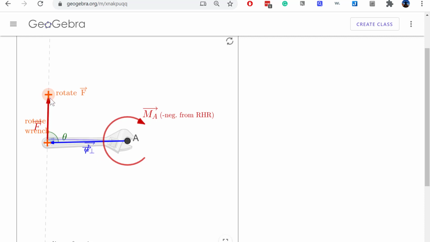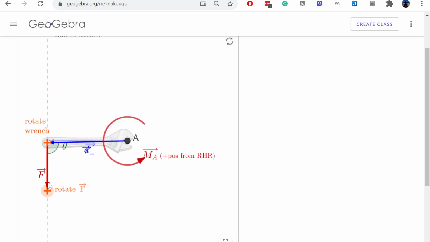If we flip around our force vector, pulling on that wrench, this would classically be what's called lefty-loosey, right? We want to loosen up this nut as opposed to righty-tighty going the other direction. And we notice that we take this d perpendicular, cross it into our force vector, and we end up with a positive moment from the right-hand rule.